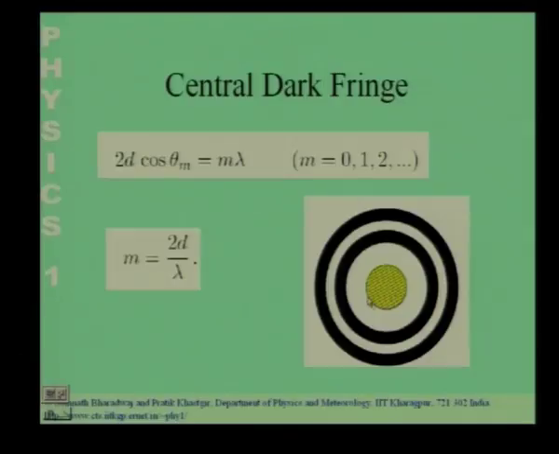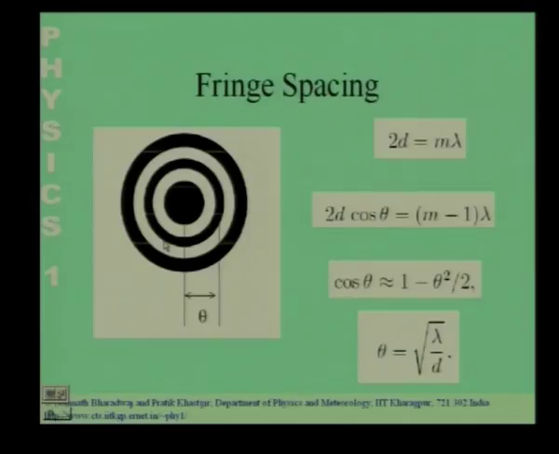We then calculated the order of the central fringe. When the central fringe is dark, the order of the central fringe is 2d by lambda, where d is the difference between the two arm lengths. We then calculated the fringe spacing, which is the angle between the central dark spot and the first dark ring. Calling this angle theta, we found that theta is lambda by d.